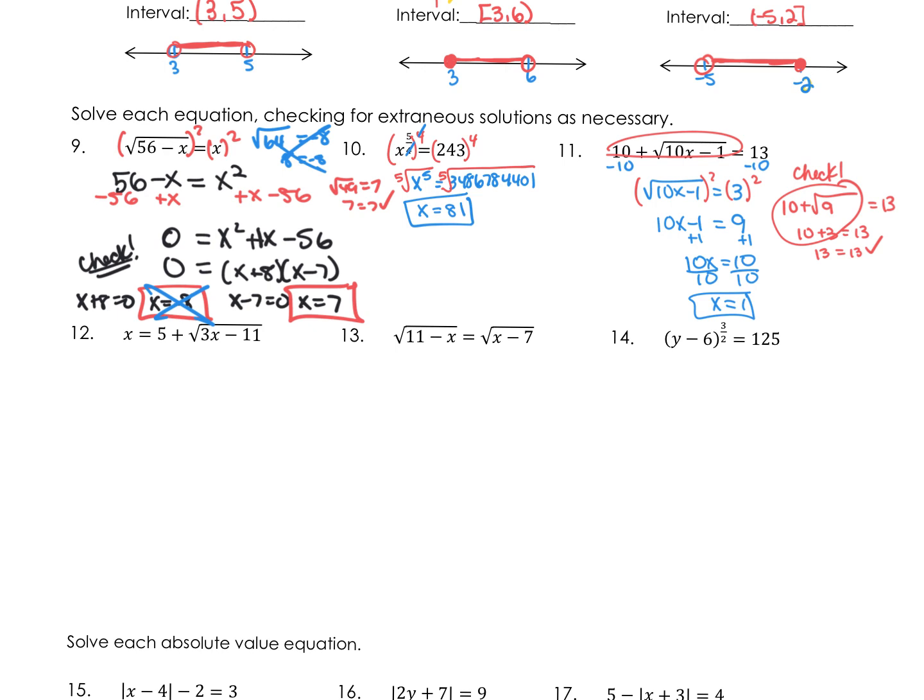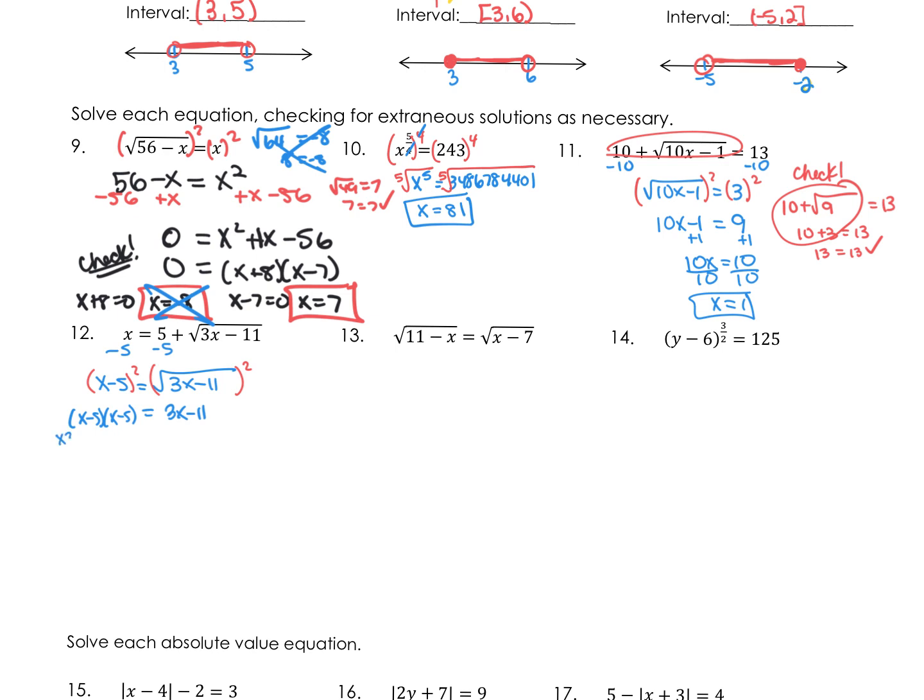All right, let's do another radical equation here. First, we isolate the radical, so we need to subtract the 5 first. We'll have x minus 5 equals the square root of 3x minus 11. We'll square both sides to get rid of the radical. That'll leave us with 3x minus 11 over here. But remember, x minus 5 squared is x minus 5 times x minus 5. So we'll need to multiply that out. It's not just x squared minus 25.